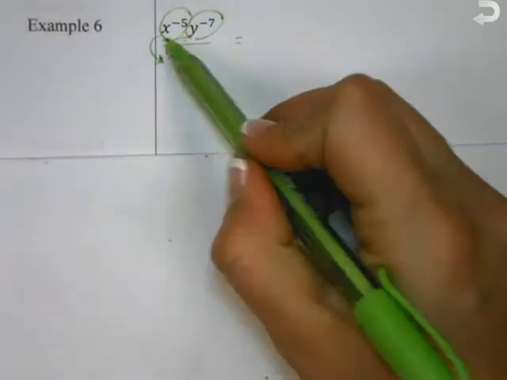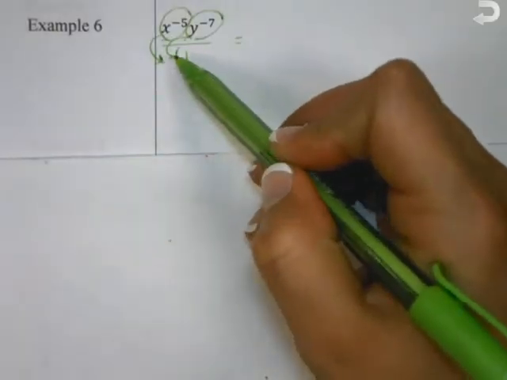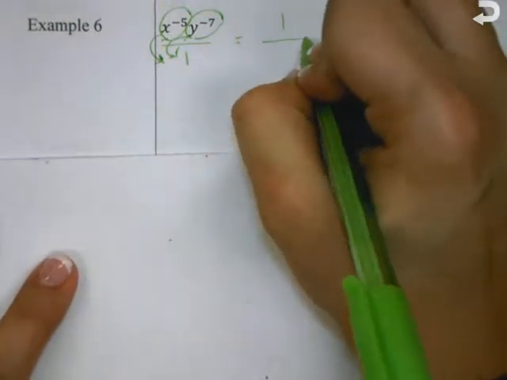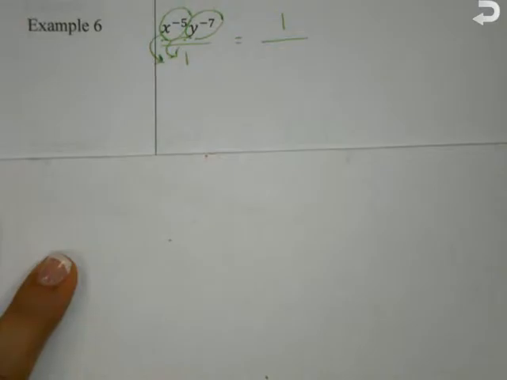So if both of those move to the denominator, what's left in the numerator? A 1. And x becomes x to the positive 5th, y to the positive 7.